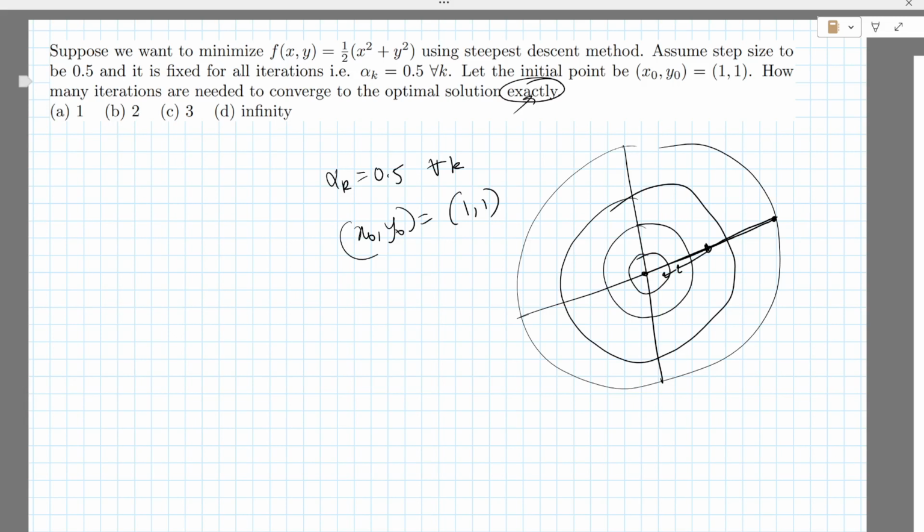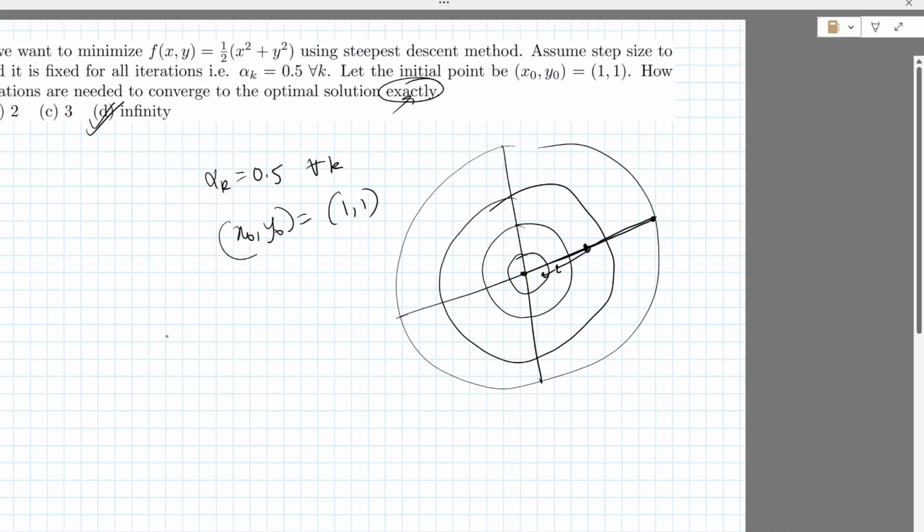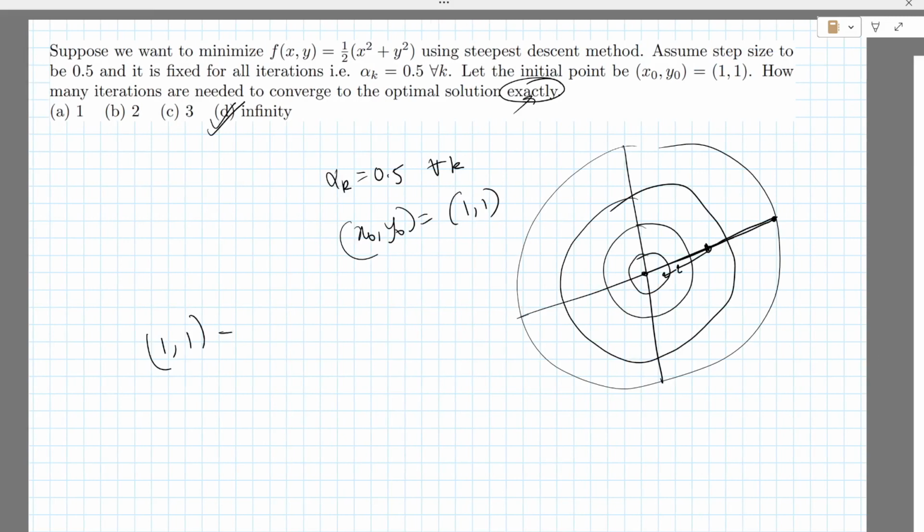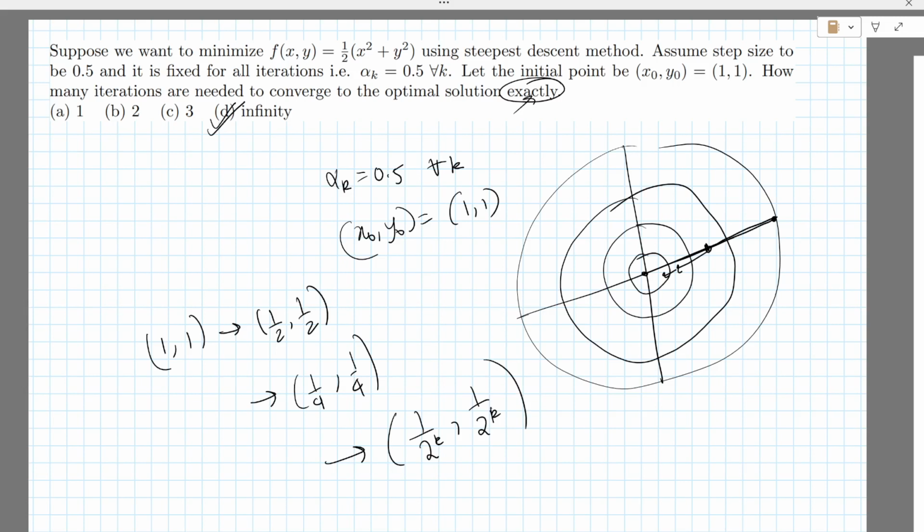So this is infinity. From (1, 1) we'll go to (half, half), then (1/4, 1/4), then (1/2^k, 1/2^k). As k goes to infinity, this will be equal to 0.